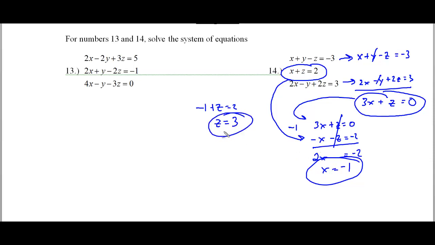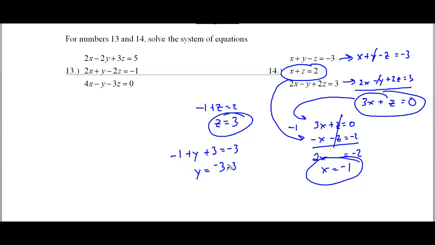I just need to plug this back into one of my other two equations, because the middle equation doesn't have a y, just to figure out what y is. Well, let me look at this here. I'm going to plug it into the top equation. So therefore, I've got my x plus y plus z equals negative 3. So y is going to be equal to negative 3. I'm moving my 3 over, negative 3.